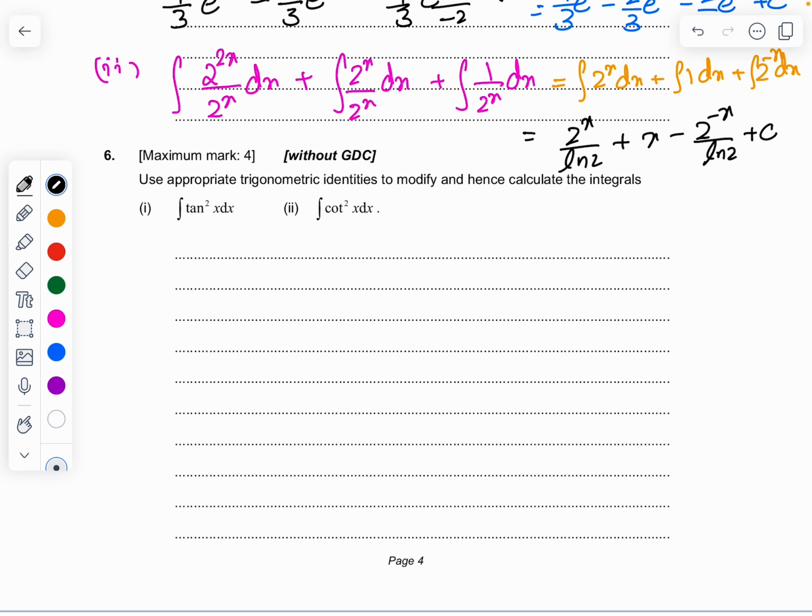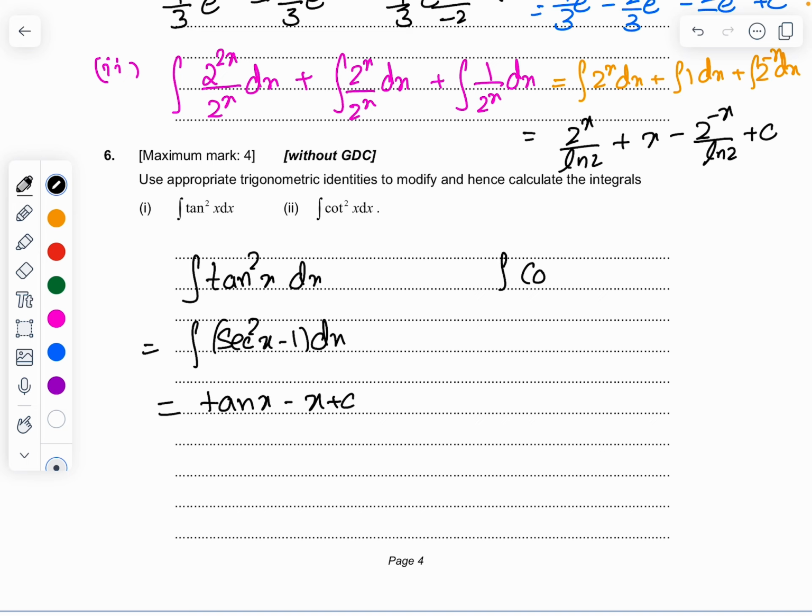Question number 6. Use the appropriate trigonometric identities to modify and hence find the integrals. So integral of tan square x dx can be written as integral of secant square x minus 1. So what is integral of secant square x? Tan x. Minus 1 integral is minus x plus c.